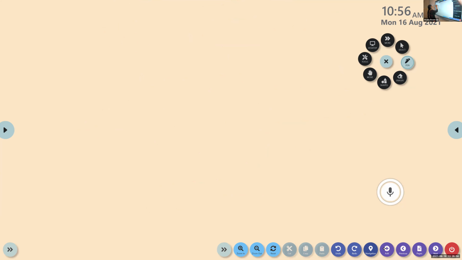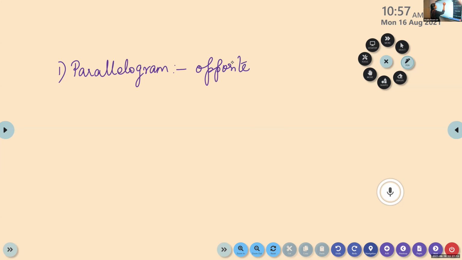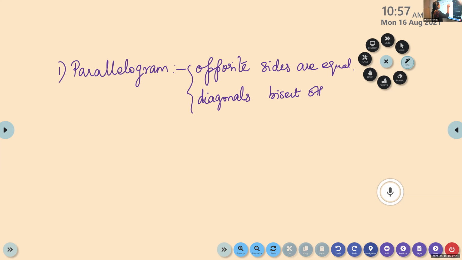Listen, children. For a parallelogram, you just prove opposite sides are equal. We find out the length of opposite sides. Or one more method is there: we prove that diagonals bisect each other. That one we will be learning in the next period. Diagonals bisect each other, so we can prove the midpoints are equal. Either we can prove opposite sides are equal or we can prove diagonals bisect each other.